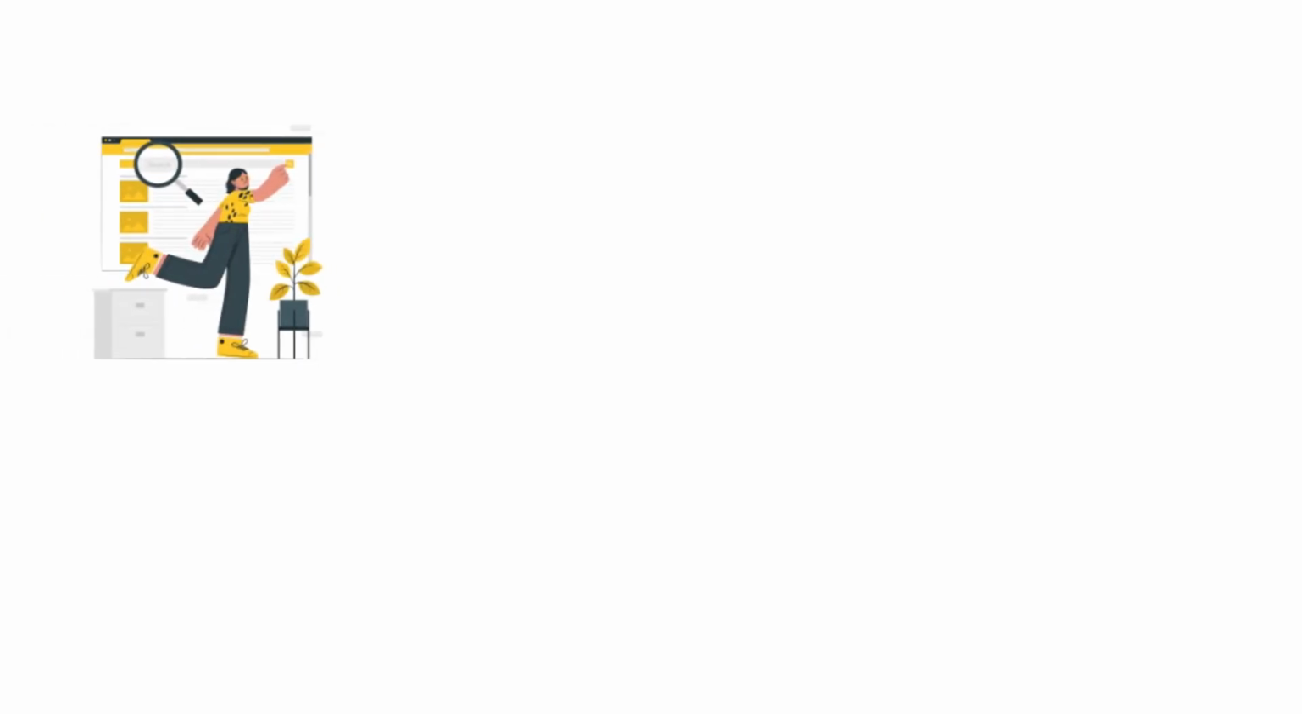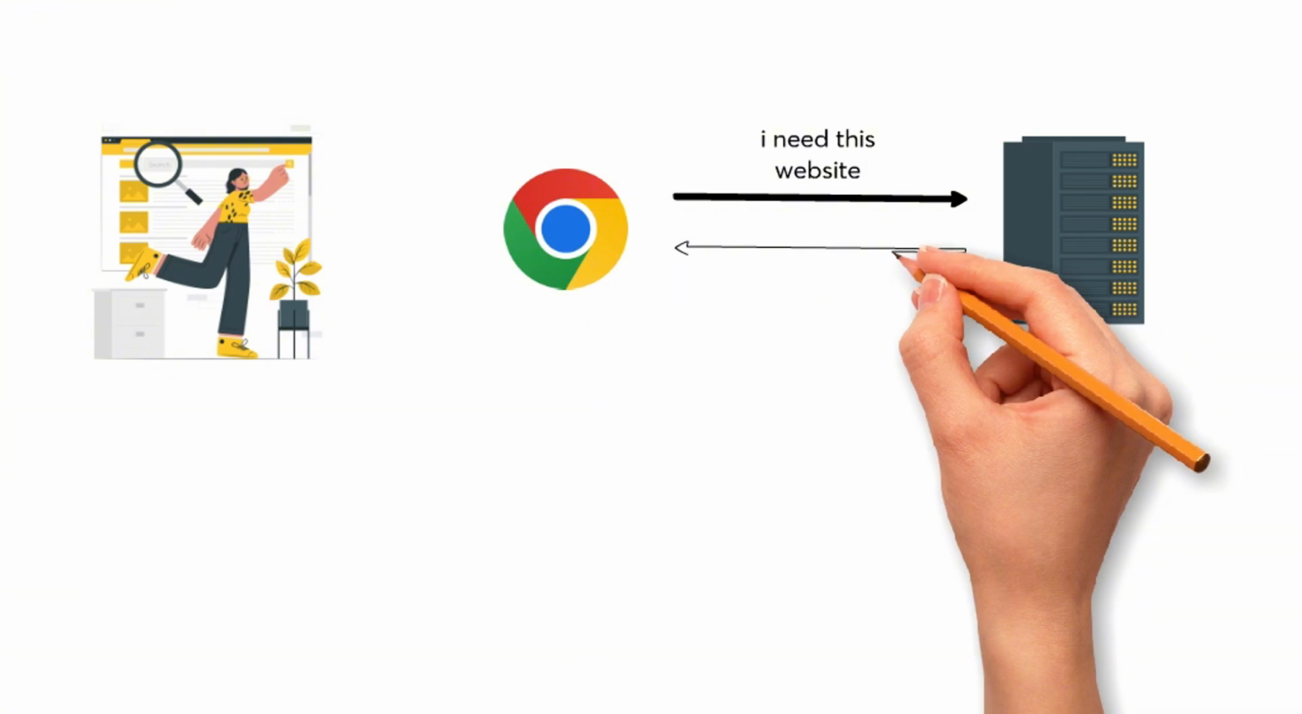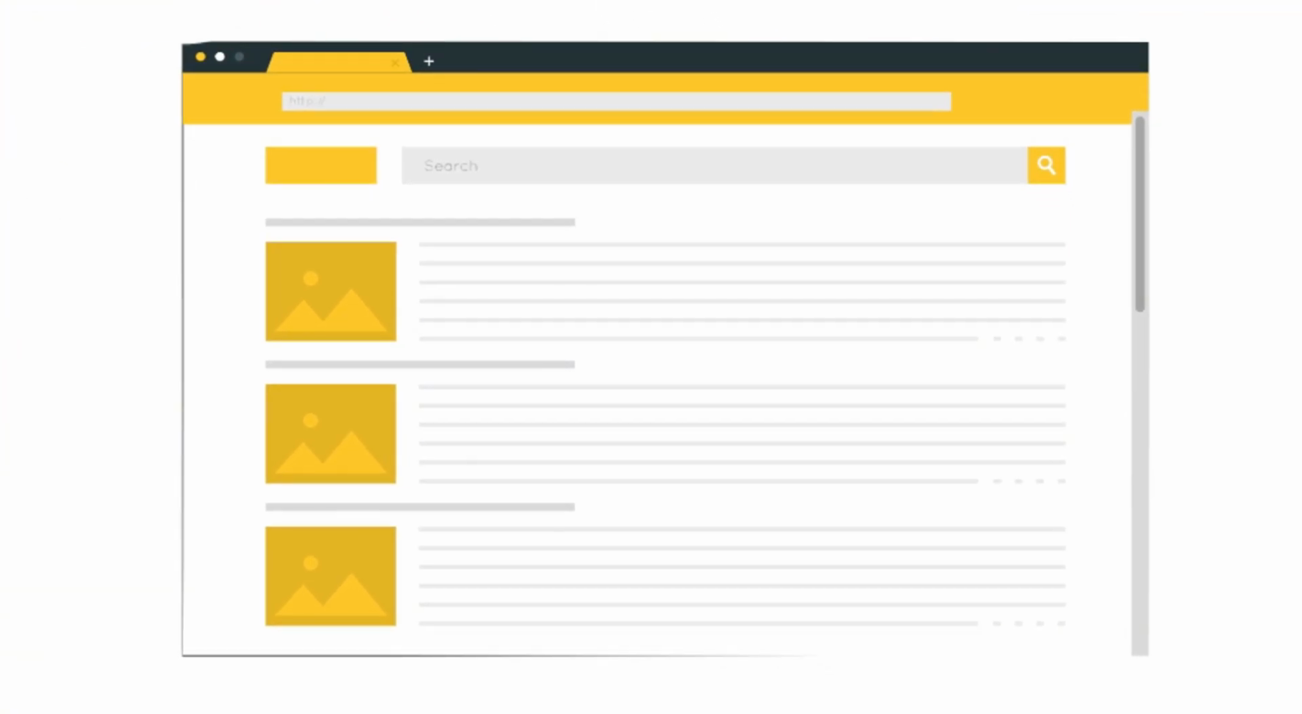Every time you visit a website, a silent conversation happens behind the scenes. Your browser says, "Hey server, I need this web page." And the server replies, "Here you go." But how does this invisible communication actually work?